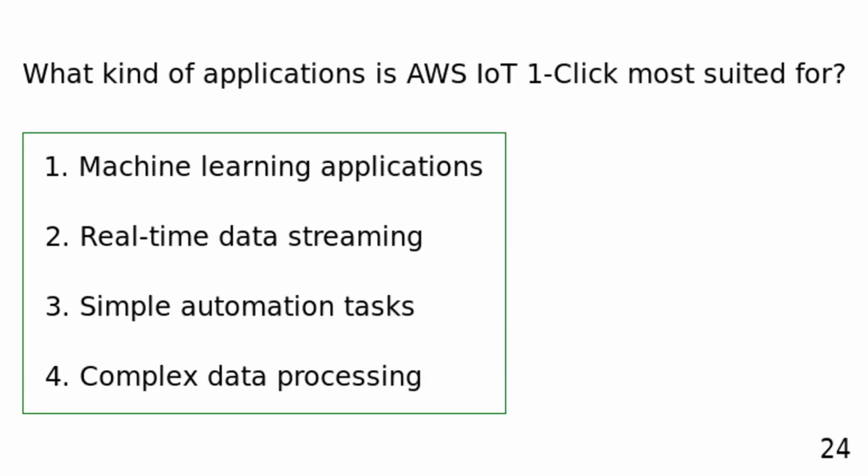What kind of applications is AWS IoT one-click most suited for? Machine learning applications. Real-time data streaming. Simple automation tasks. Complex data processing.